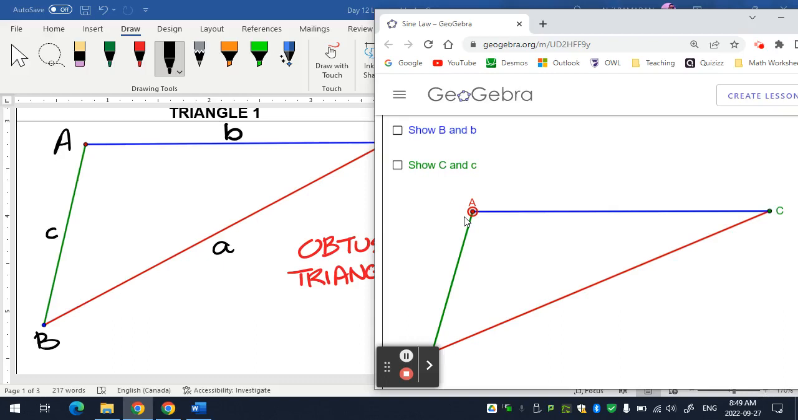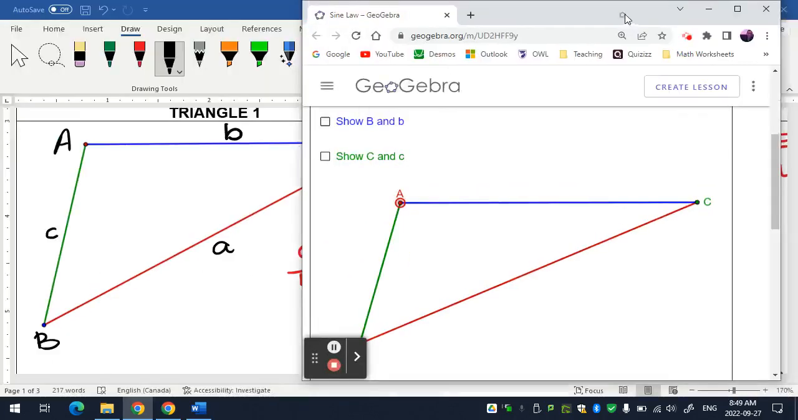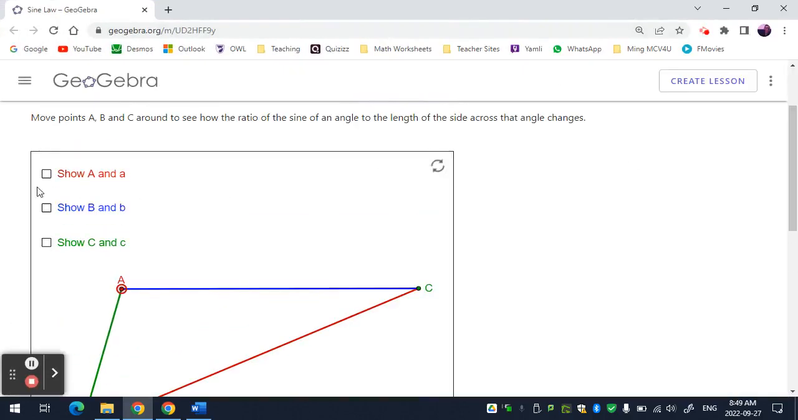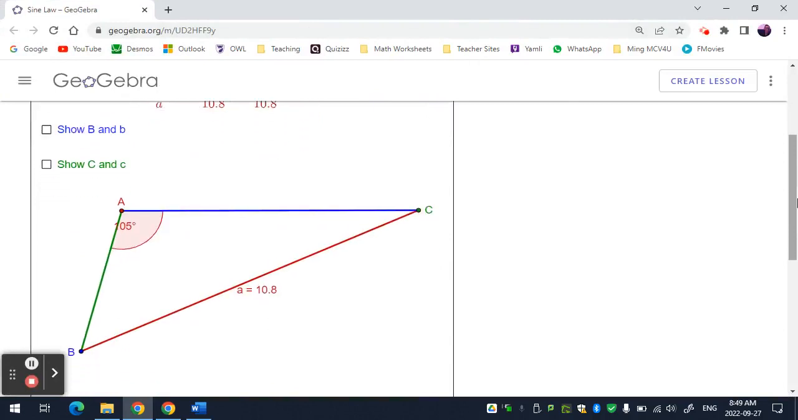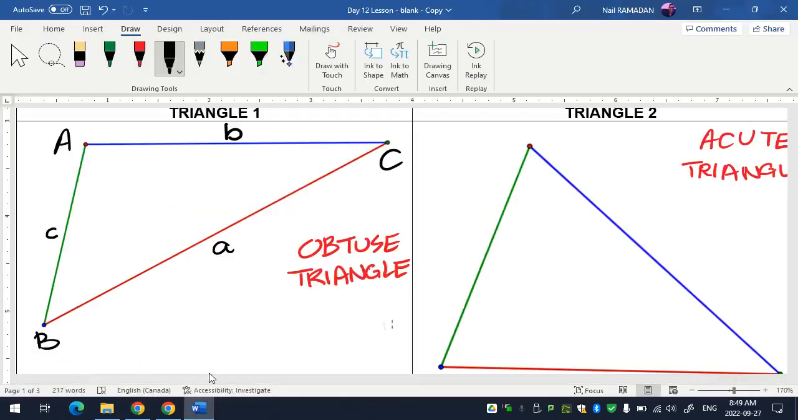Perfect. Now I'm going to ask the website to give me all the angles and all the sides. I need to show A and a. All right, everyone. So we're going to say that this big angle is 105 degrees. And the side across from it, in whatever units the website is using, is 10.8. Maybe centimeters, inches, pixel units, whatever. So go ahead and write 105 degrees, and this will be 10.8. Don't worry about units.